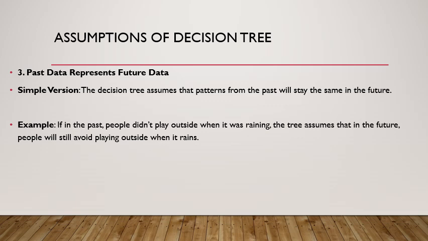Once again I will explain. The decision tree assumes the patterns of the past data will stay the same in the future. Here, if in the past people didn't play outside when it is raining, then the tree assumes the same, that even in the future people will still avoid playing outside when it rains. Okay, this is about the assumption of decision tree.